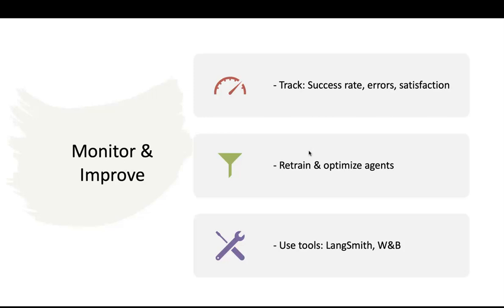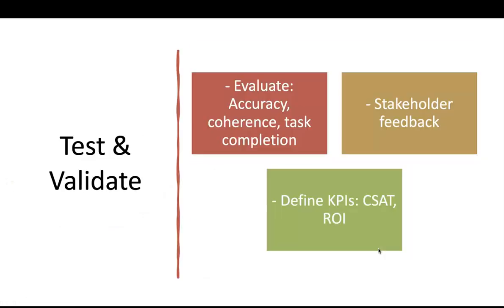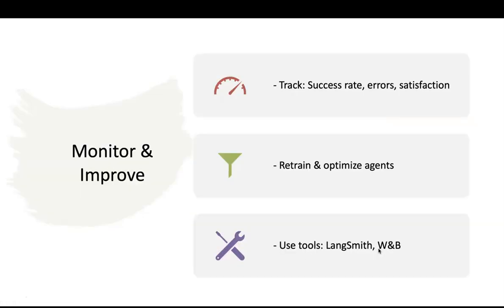So based on those reviews, you can further improvise. Look at success rate, errors, and how satisfied users are, then based on that you can retrain your model or optimize your agent. The best thing you can do is use tools like LangSmith and W&B. I will discuss a separate video on this, as well as the terms we discussed here, that is KPIs and CSAT. As of now you can use these tools for monitoring as well as improvement, which is nothing but fine tuning and further enhancing. That is the main thing we can do in this stage.